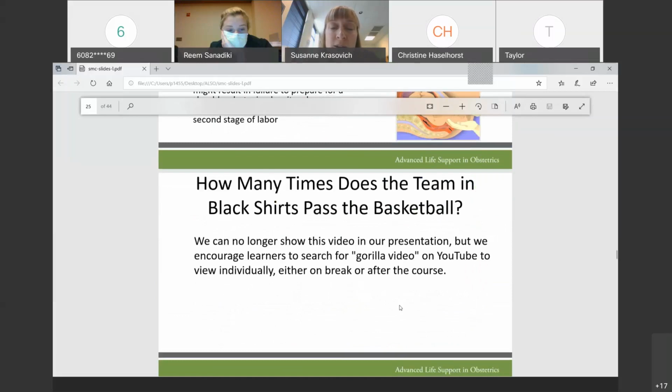It's kind of a classic psychology video in which a group of 6 people are standing around in a circle. 3 have white shirts and 3 have black shirts. And each of the groups, the white shirts and the black shirts, are passing a basketball back and forth to others in their same color shirt group as they move around in the circle. At some point during that drill, a person in a gorilla suit walks through the middle of the circle.